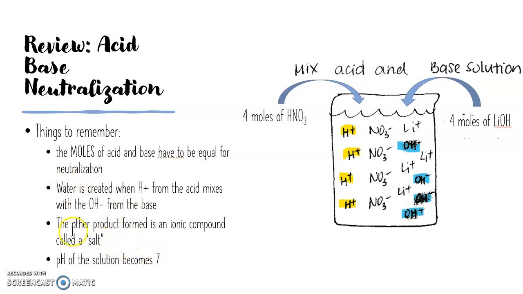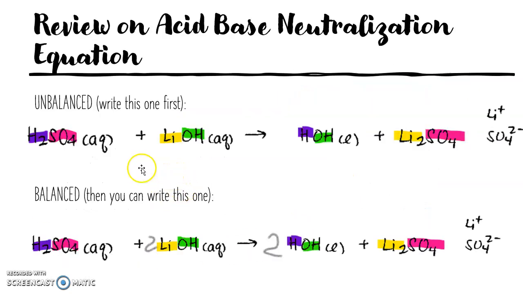And don't forget that the other product that's formed, the leftover cation from the base, bonds with the anion from the acid, and that's going to give us something called a salt. And that's just the ionic compound resulting in an acid-base neutralization reaction. And where we left off last time, we were writing equations for these, and I just wanted to show you another one. Sometimes you don't have a perfect one-to-one hydrogen hydroxide ratio. So here's an example of one.